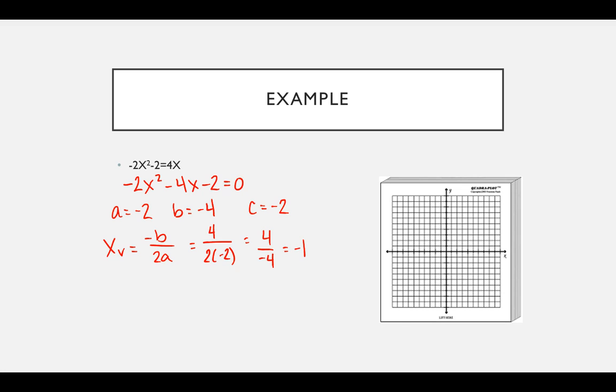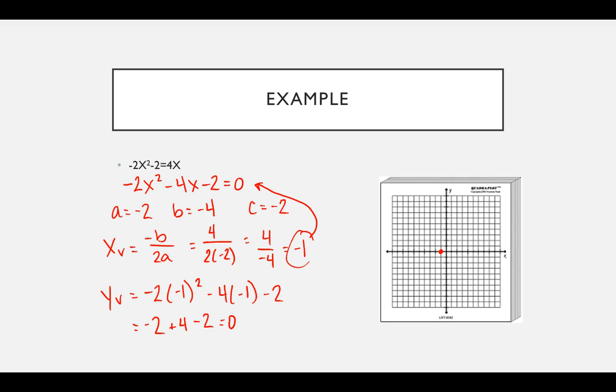I want to find the y-coordinate of the vertex. So I'm going to plug -1 into either the original or my standard form here. So -2 times -1 squared minus 4 times -1 minus 2. So -1 squared is +1. +1 times -2 is -2. -4 times -1 is going to be a +4, and then minus 2. So -2 plus 4 is going to give me 2, and then 2 minus 2 gives me 0. So my vertex is located at -1, 0.